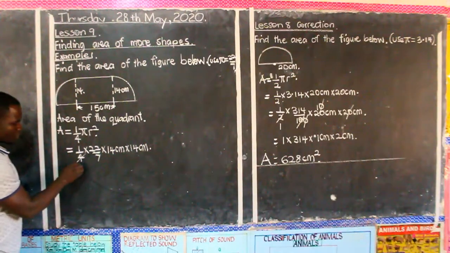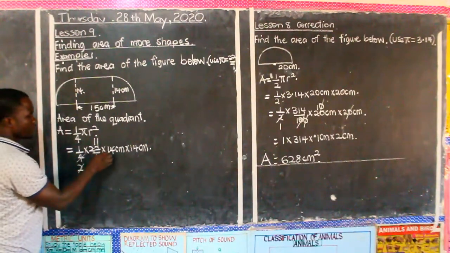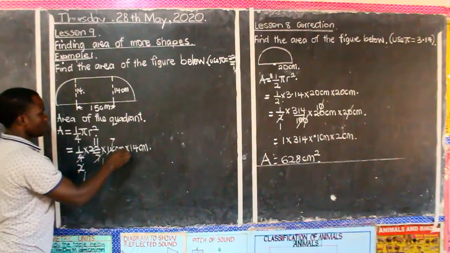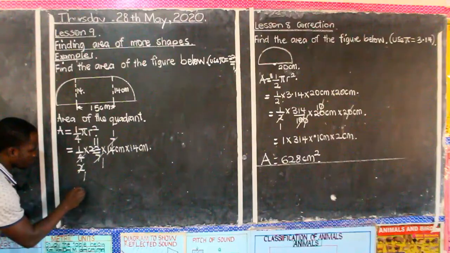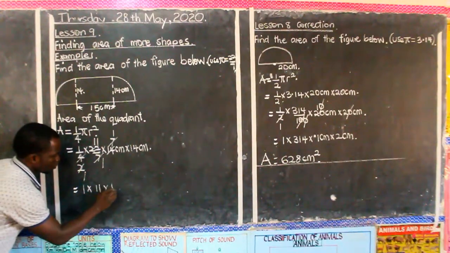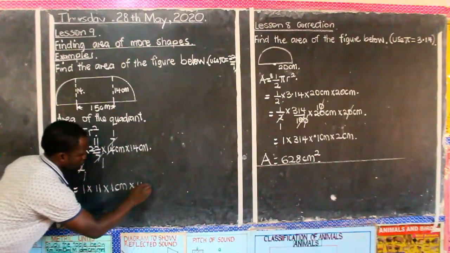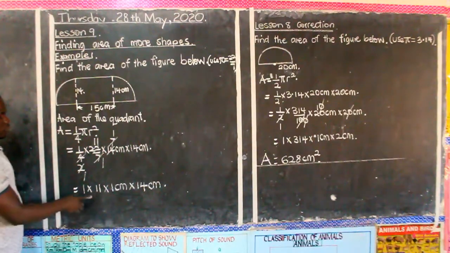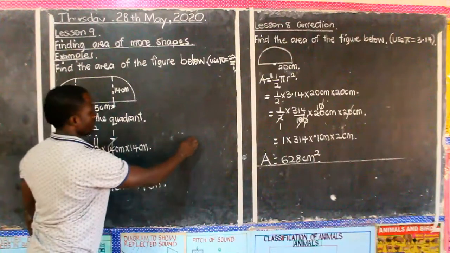By 2 here, we shall have 2. By 2, 11. By 2 once. By 2, 7. By 7, once. By 7, once. So when we count down here, we shall have 1 times 11 times 1 centimeter times 14 centimeters. When we multiply 11 times 14, what do we get?